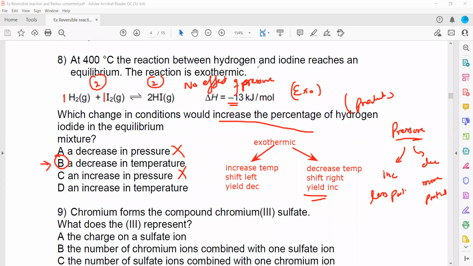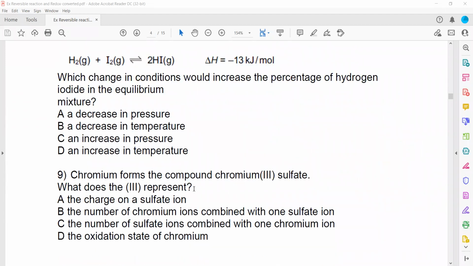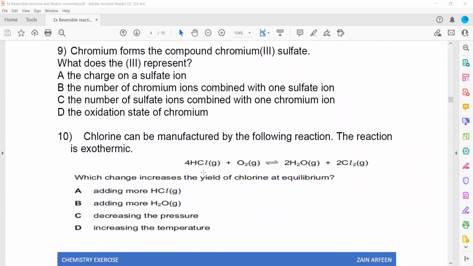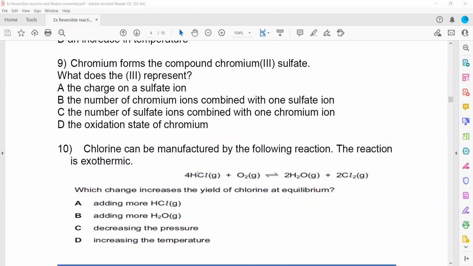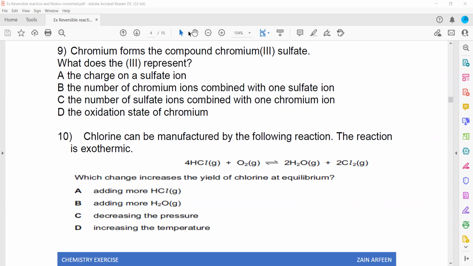So basically you have to learn the factors which affect the reversible reaction. Once you memorize those factors, you don't have to bother about too much. The question pattern is same. Just remember, if reaction is endothermic, what will be the effect if we increase the temperature or decrease the temperature. Chromium forms a compound chromium 3 sulfate. What does 3 represent? It represents the oxidation number of chromium, or valency, or the charge. That's a Roman number we use for these specific elements as they have variable oxidation number.